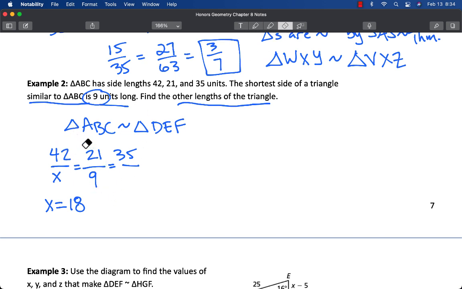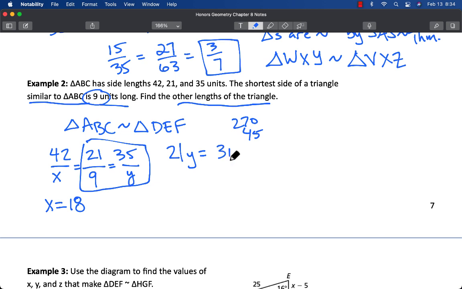Now I'm going to isolate my other two ratios, and I'm going to solve this side for y. So I'm going to do the cross multiplication on this one. That's 21y equals 9 times 35. So that's 270 plus 45, what is that, 315. All right, so we're going to take 315 divided by 21, and that's going to give us our value for y, which will be our other side here.